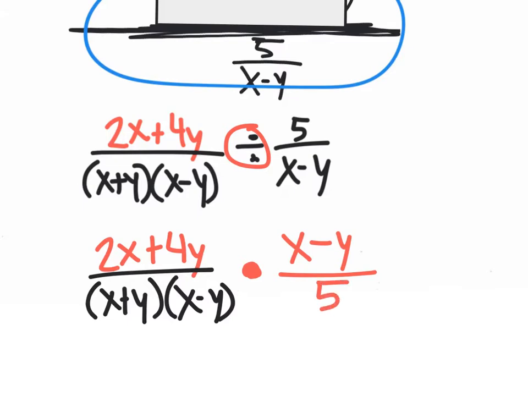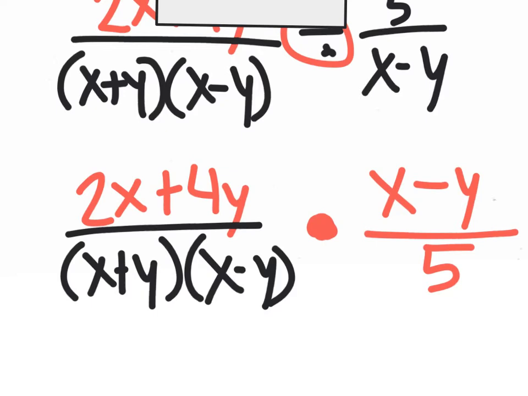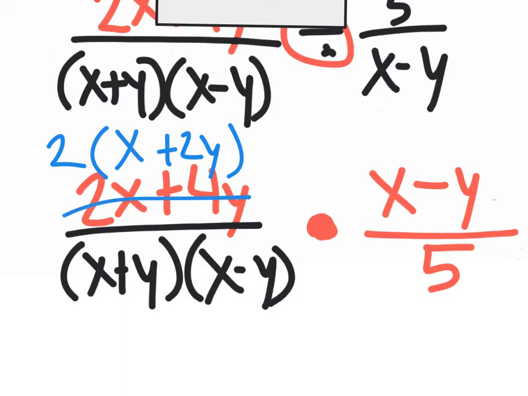And now we could start canceling things out. But before canceling things out, is there anything that could be factored? And the answer is yes. The 2x plus 4y, you could factor out a 2 and see if that makes a difference. If we pull out a 2, we're going to have an x plus 2y left over, and it won't make a difference. But anyways, we rewrote it by factoring it. That's fine. Let's now cancel out anything possible. We have an x minus y up on top and an x minus y on the bottom. That cancels out. And then nothing else cancels.